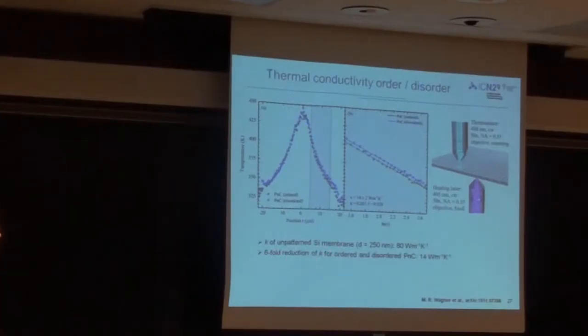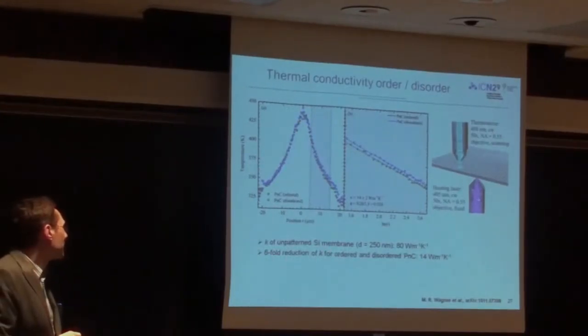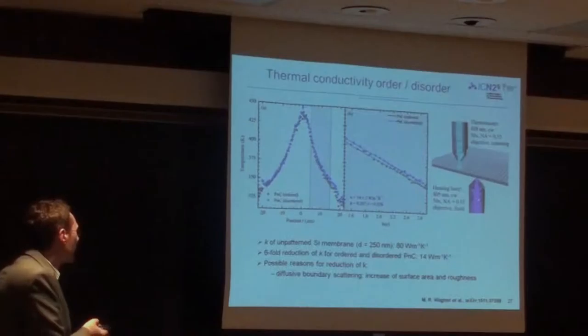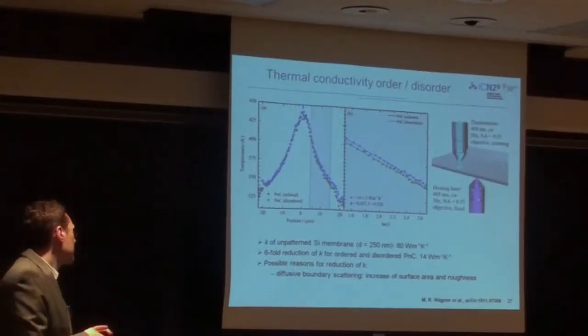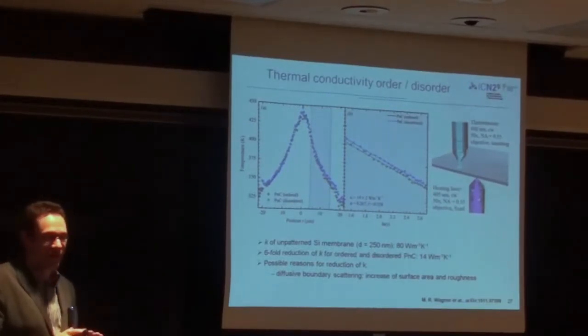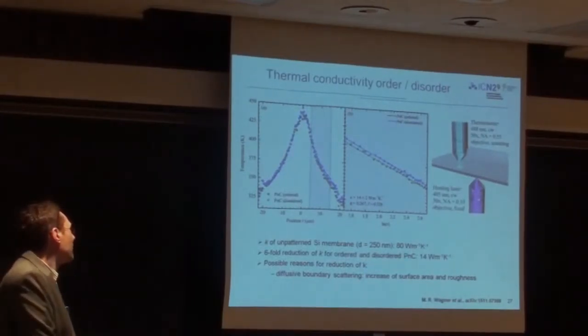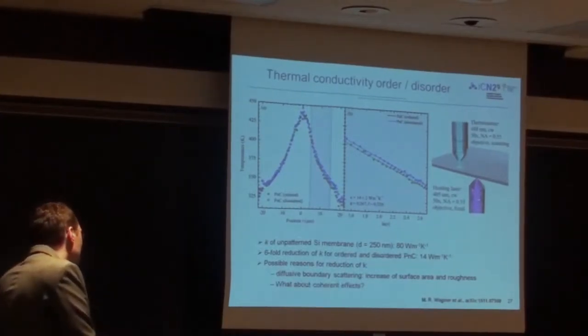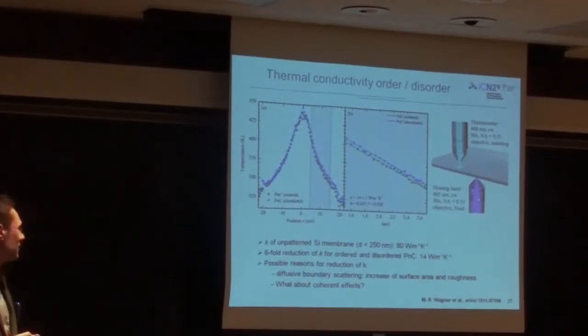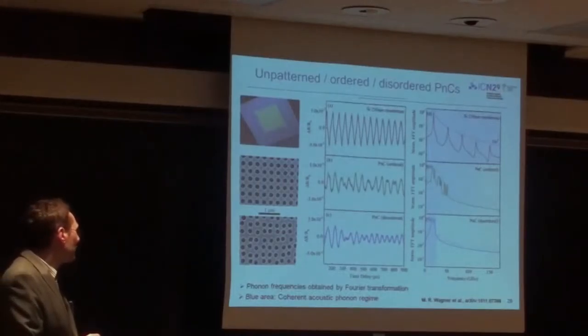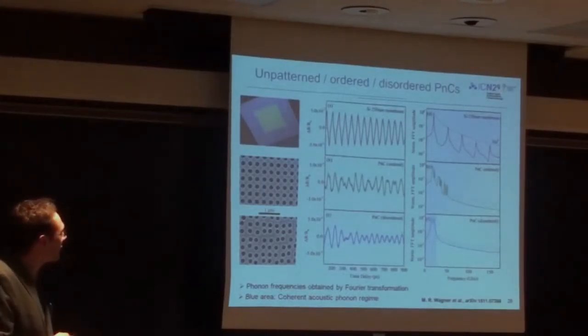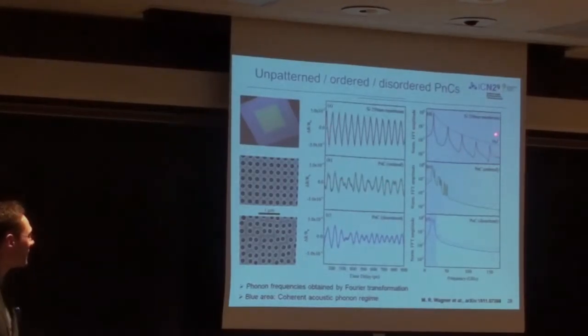So we see here a 6-fold reduction, and possible reasons, of course, are the introduction of additional diffusive boundary scattering due to the increase of the surface area and also of the roughness. And one effect that we would like to study or to think about is also, what about any kind of coherent effects? So in order to address this issue, we're just going back to the ASOPS measurement.